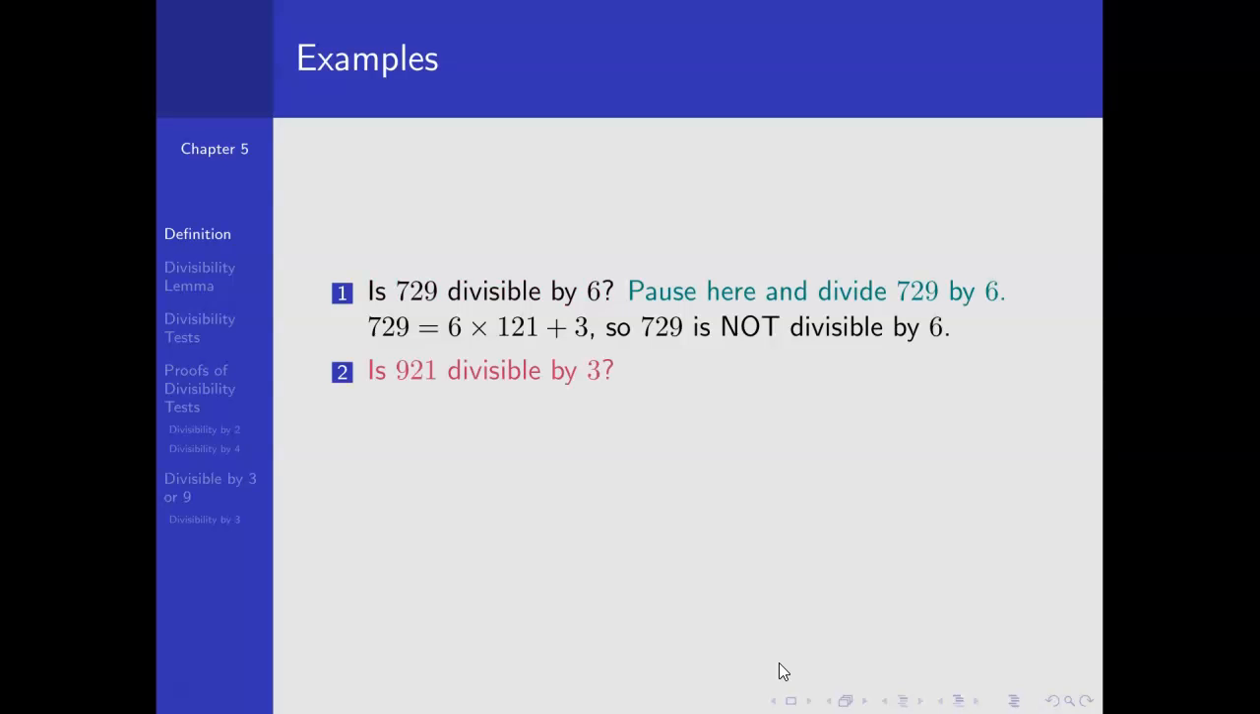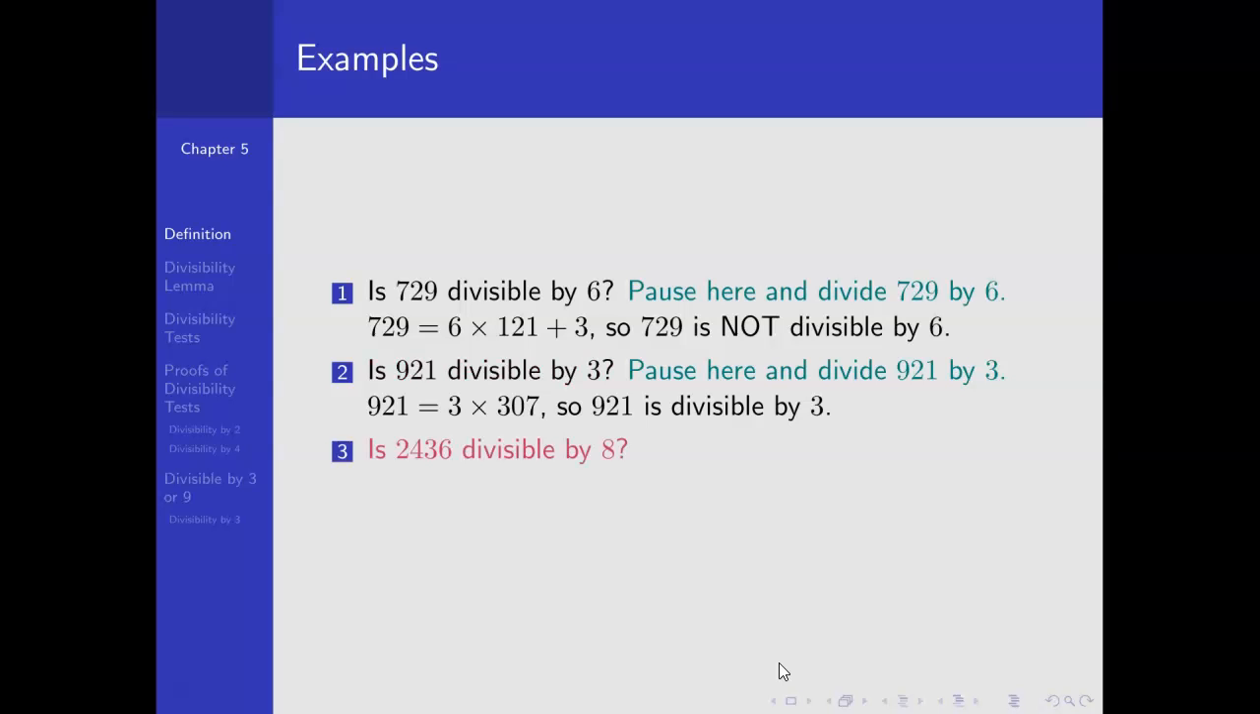Next, is 921 divisible by 3? Again, pause here and divide 921 by 3, either using long division or your calculator if you need to. And we'll check the answer. 921 is 3 times 307, so it has a remainder 0. Also, 921 is a multiple of 3, so 921 is divisible by 3.